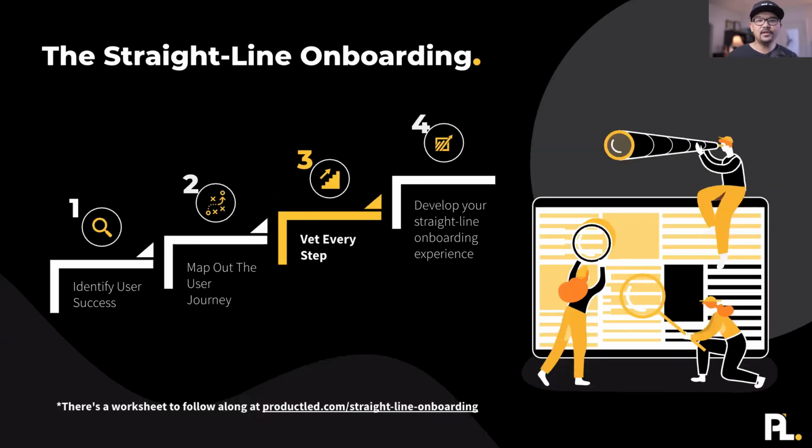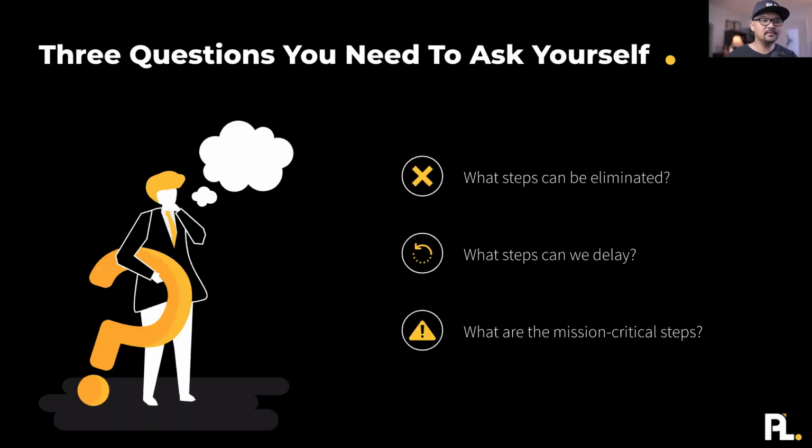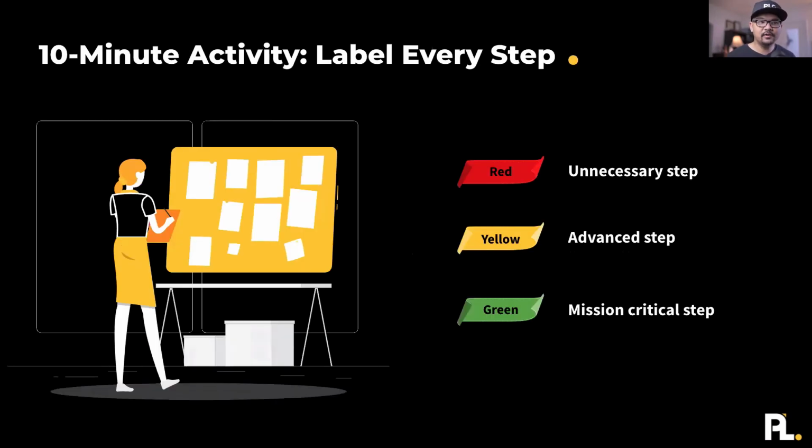Once you have that out, the next step is to vet every step. You want to go through a system that we call red, yellow, or green, where you ask yourself which steps can be limited, which steps can be delayed, and which ones are mission critical. Red is unnecessary, and you need to cut those out. Yellow are steps that you can delay until after the first strike, or after users have achieved their success within your product.